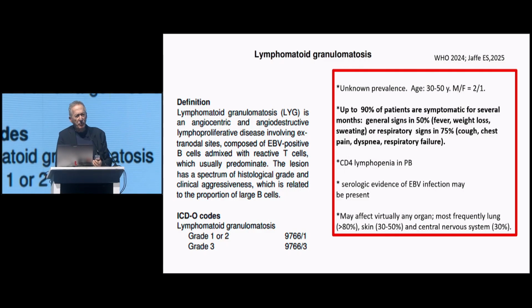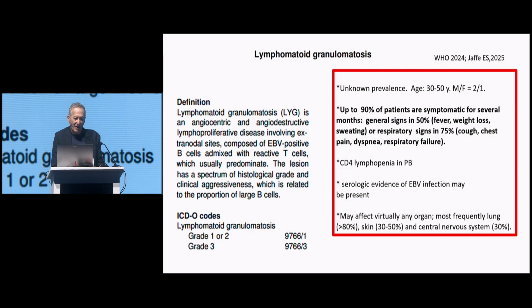Lymphomatoid granulomatosis, this entity was identified long time ago by Ariel Lieboff and Anne-Louise Katzenstein. The clinical spectrum can be very, very wide. Usually, the patient have respiratory symptoms, but at least up to 30% of them could be or can be asymptomatic.